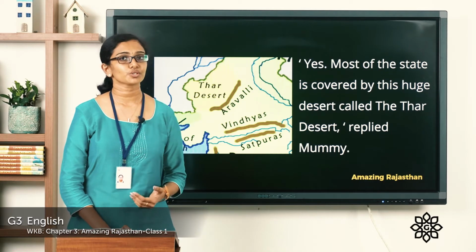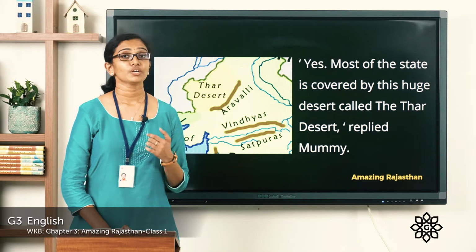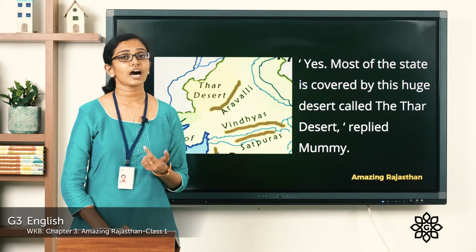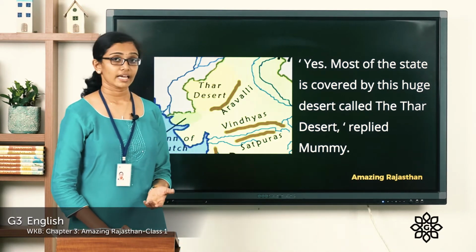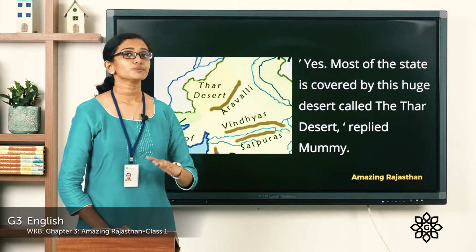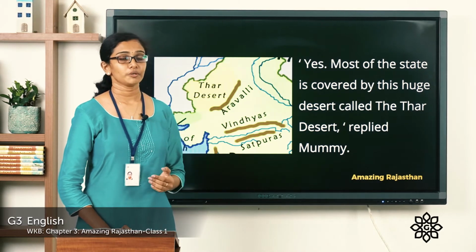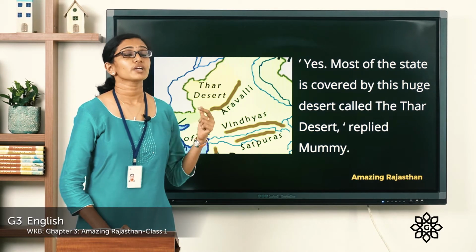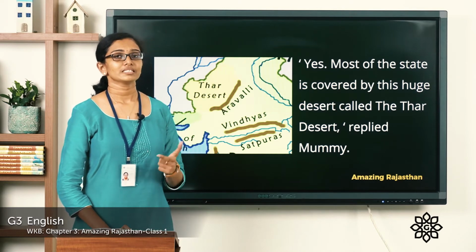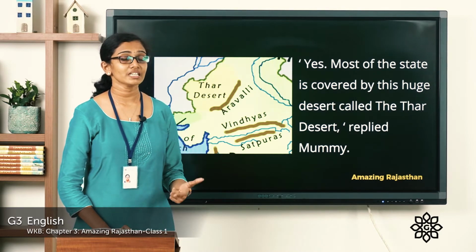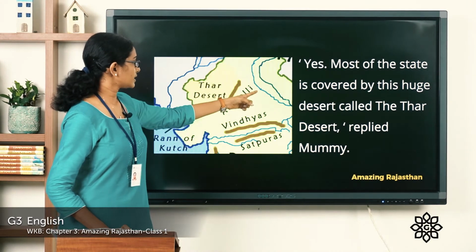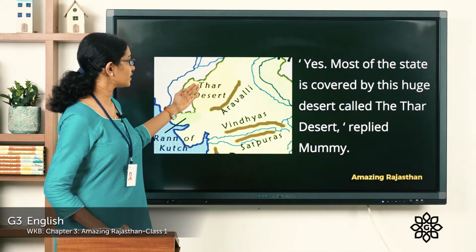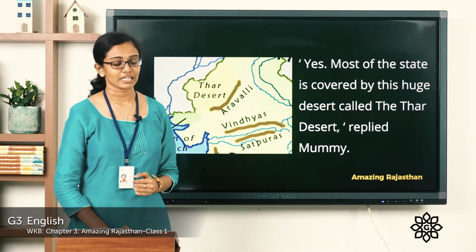Yes, most of the state is covered by this huge desert called the Thar Desert, replied Mummy. So she said, most part of Rajasthan is covered by this very big, very huge desert called the Thar Desert. What is the name of the desert? The Thar Desert. See, you have the state Rajasthan here and most of it is covered by the Thar Desert.